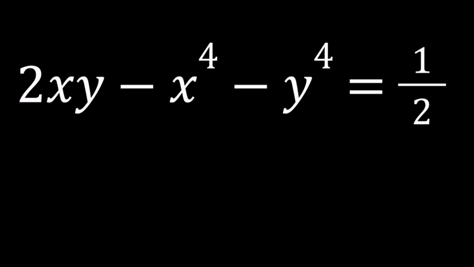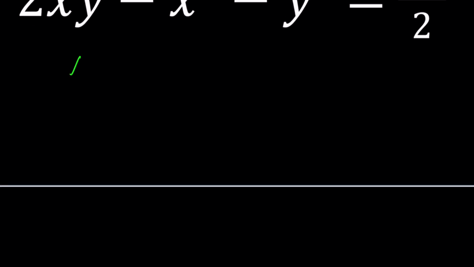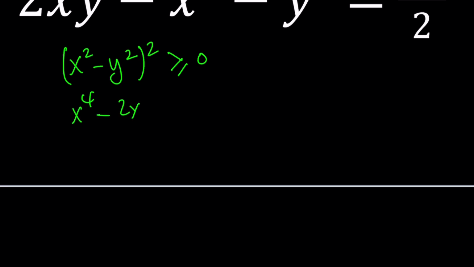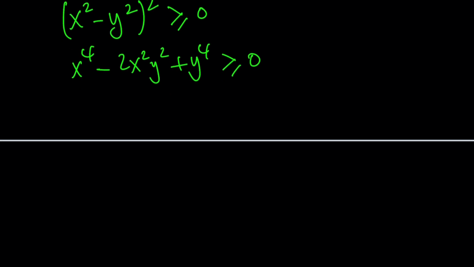So first of all, I want you to consider the following. If you have (x squared minus y squared) squared, would you agree that this is going to be greater than or equal to 0 if x and y are real, right? So this gives us the following: x to the fourth power minus 2x squared y squared plus y to the fourth power is greater than or equal to 0. But that's not what I'm trying to get. I want to isolate x squared y squared. Let's go ahead and add that to both sides. x to the fourth plus y to the fourth is greater than or equal to 2x squared y squared.